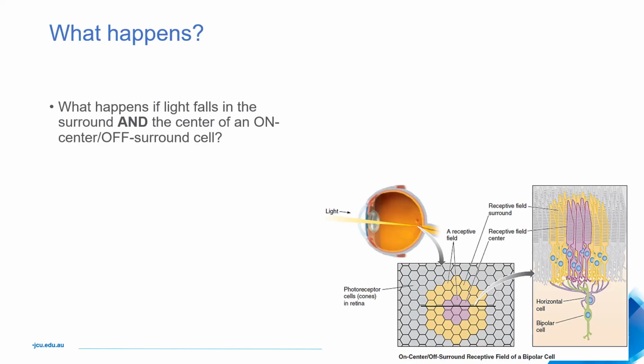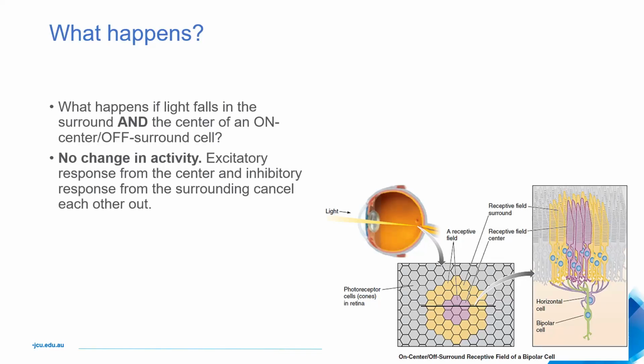And this is what I mentioned yesterday in lecture as well. So what happens if the same amount of light falls in the surround and the center of an on-center off-surround cell? We won't get any change in depolarization, no change in neural activity, because the excitatory response from the center and the inhibitory response from the surround cancel each other out.